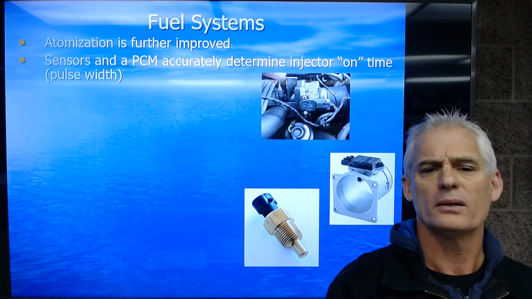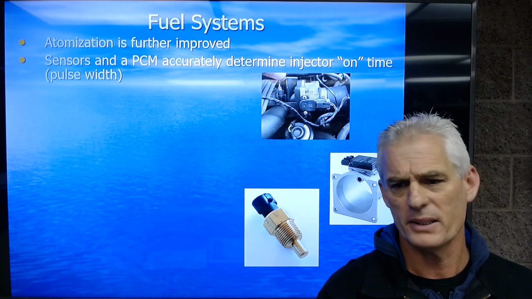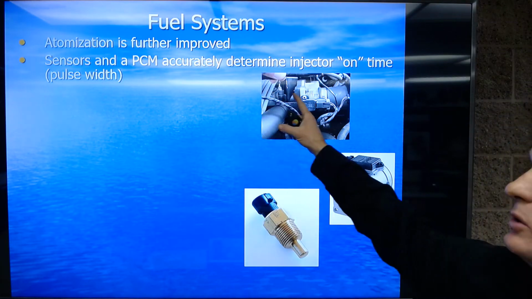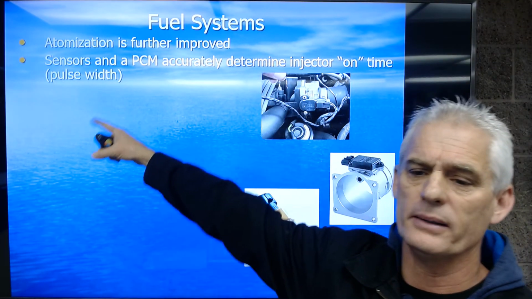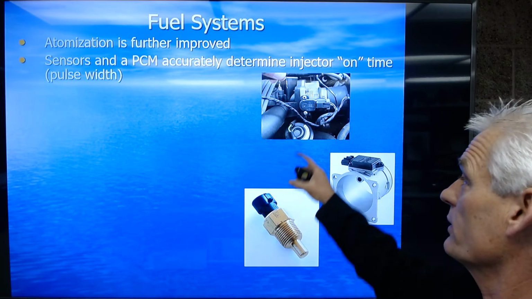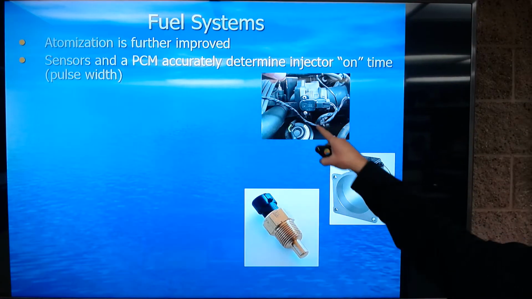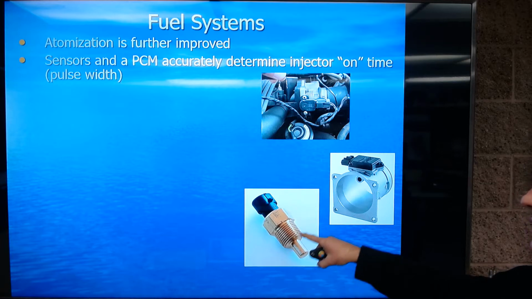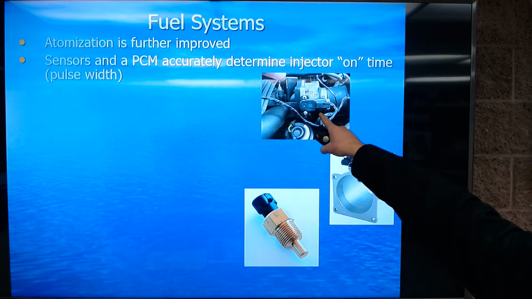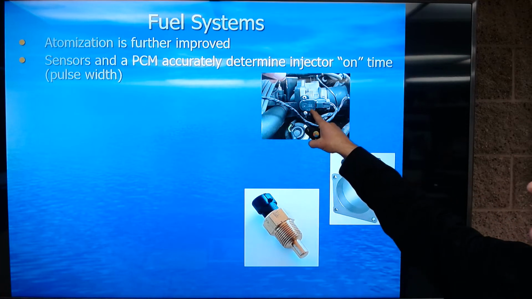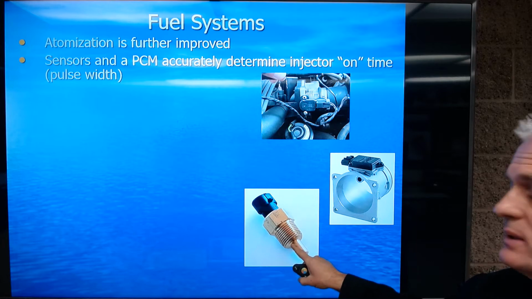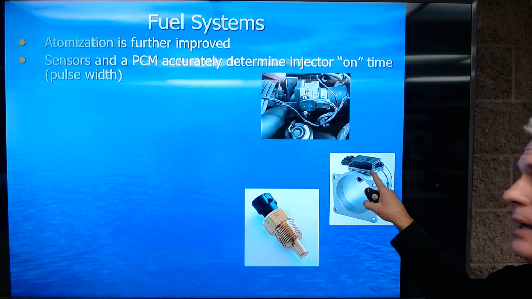So we're going to use some sensors and a computer, PCM, to accurately determine the injector on time that we call pulse width. Okay, that's our pulse width, the on time of it. And what you're seeing in this picture here, that's a throttle position sensor, and this is a coolant temperature sensor, and this is what's known as a mass airflow sensor. This one tells the computer how far open you have the throttle plate and the rate at which you opened it. This one tells how hot the coolant system is. This one tells how much air is coming in.